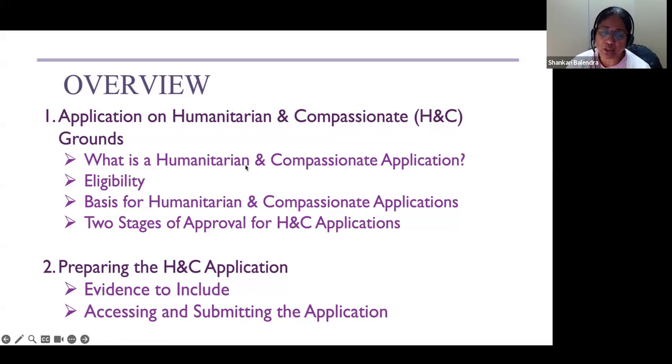We are also going to talk about preparing the H&C application, what sort of evidence to include, and how to access and submit the application. The main purpose, when it comes to self-represented litigants, as our presenter will discuss later, is that they will need legal advice, but at least they can be informed and prepare before they make an application. So when they see a lawyer, they are ready with information and evidence, and they are more informed. That's the purpose of this presentation.